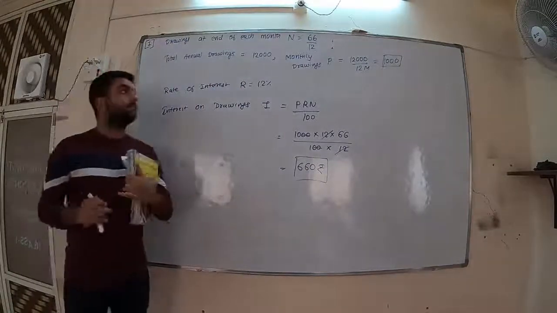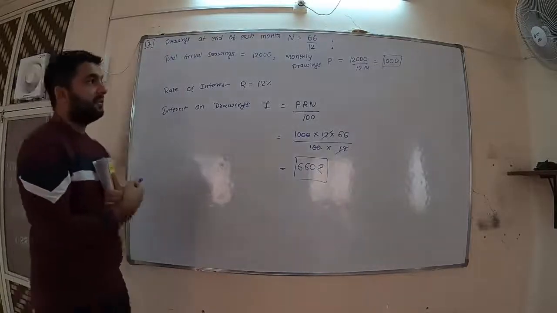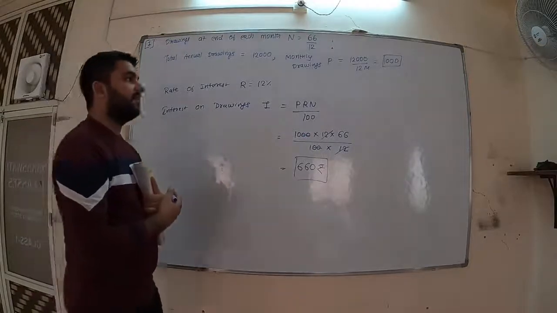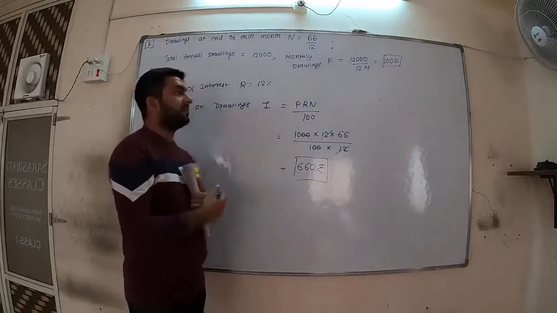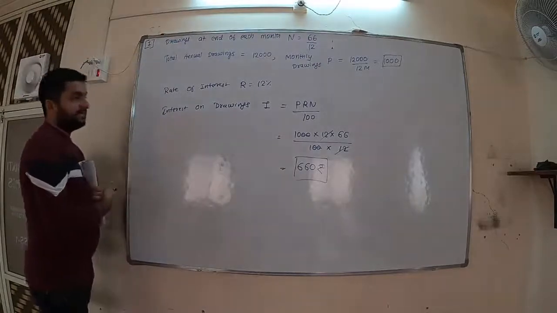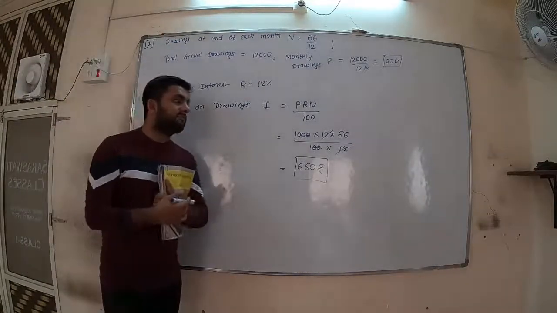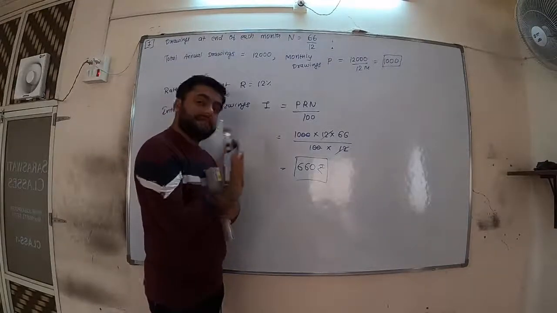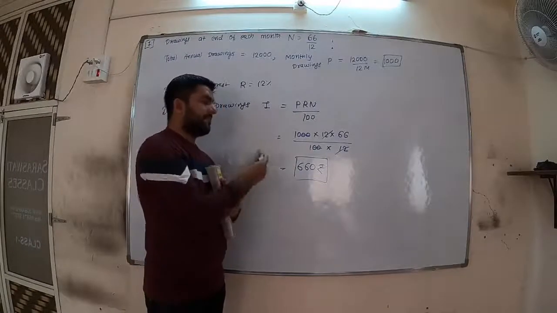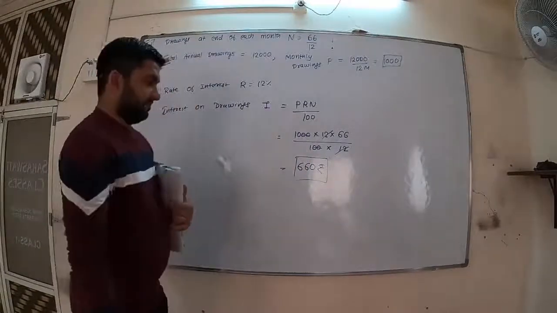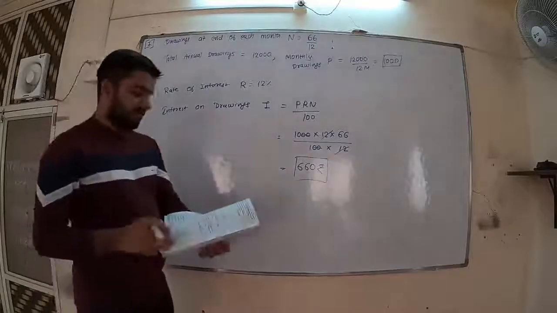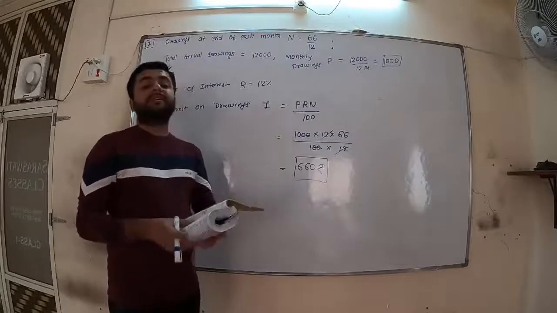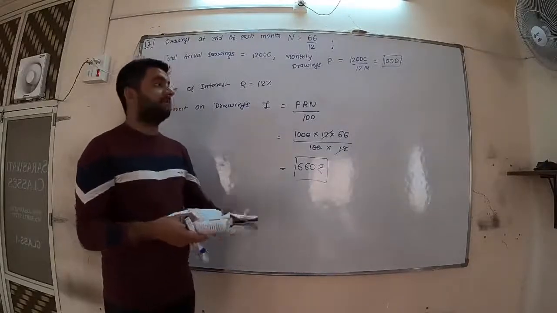Right. Now, drawings at the end of each month, n is 66 by 12. Annual drawings is 12,000, so monthly drawings will be P is equal to 12,000 upon 12 months, is 1,000. The rate of interest R is 12%. Interest on drawings I is equal to PRN upon 100. P is 1,000, but remember not 12,000. R will be 12%, so 12 and 66 by 12 and 100. Then the same illustration 1 we also need to solve, because this sum was at the end of the month. Now illustration 1 is beginning of the month, on page number 14.